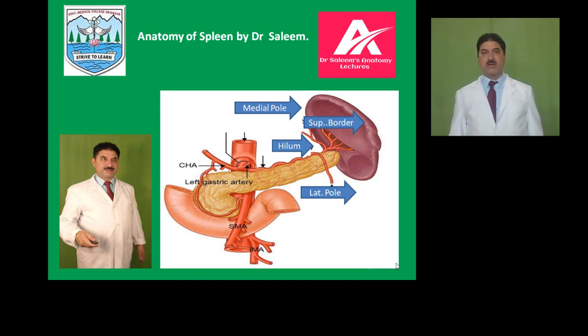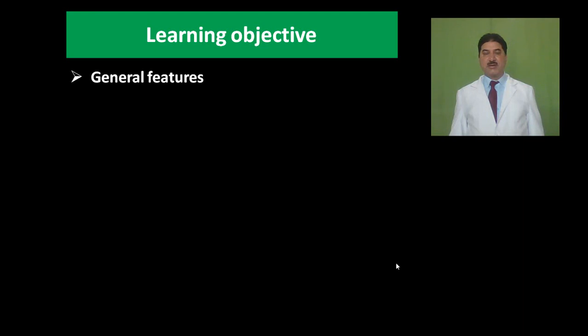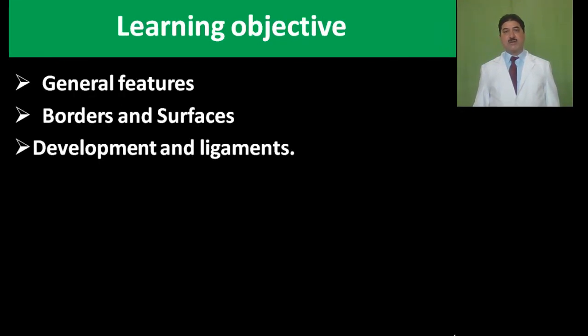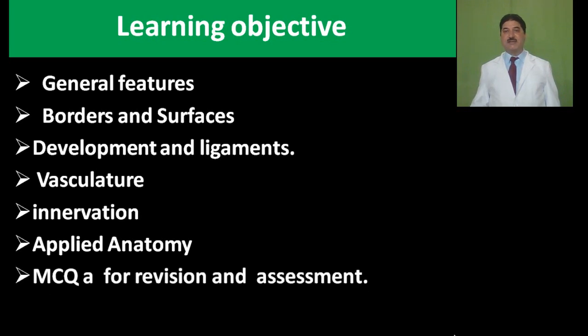Good morning. Today we are going to talk about anatomy of spleen. In this session, we are going to talk about general features of spleen, its borders and surfaces. We'll also talk about development and ligaments of spleen, vasculature of spleen, its innervation and applied anatomy. Some MCQs at the end of this session are for revision and assessment of lecture.